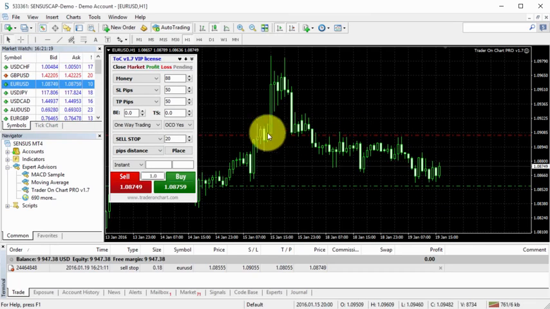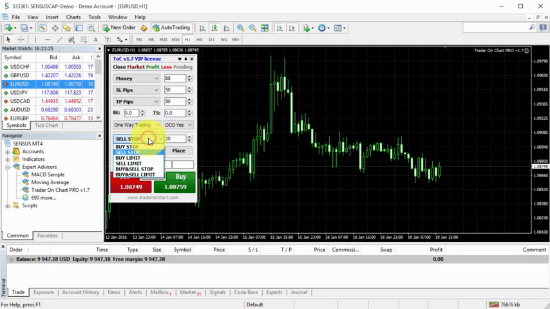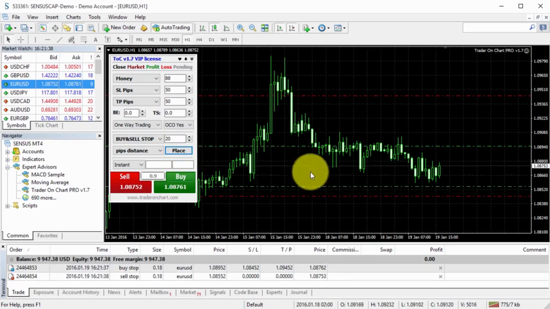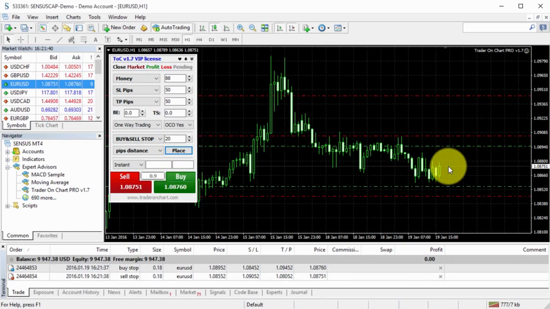Obviously, it adds a stop loss and take profit as well. Now, the cool thing about this is that you can choose buy and sell stops. And if I decide to place at 20 pips distance, it will happen like this. I click place button, and it will place a buy stop 20 pips above and a sell stop 20 pips below.